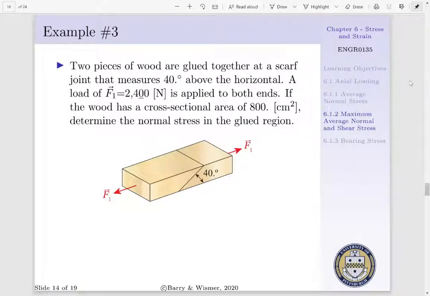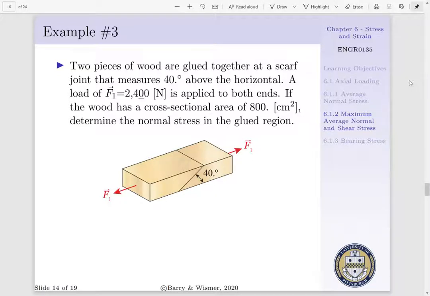To see this in application, let's consider a situation where we have two pieces of wood that are glued together at a scarf joint. Our scarf joint is measured 40 degrees above our horizontal plane. A load of 2,400 newtons is applied to both ends of the system. If our wood structure has a cross-sectional area of 800 centimeters squared, we want to determine the normal stress in the glued joint.